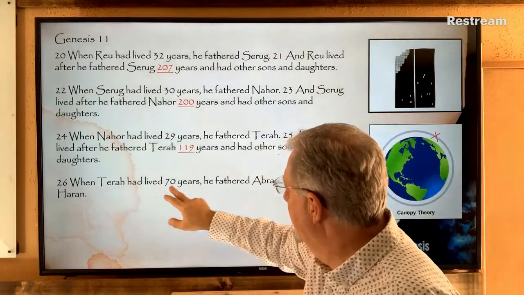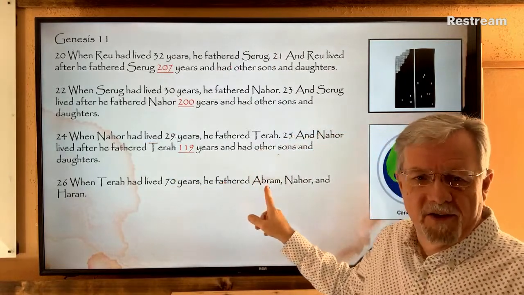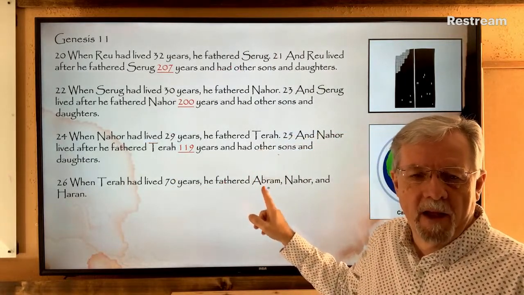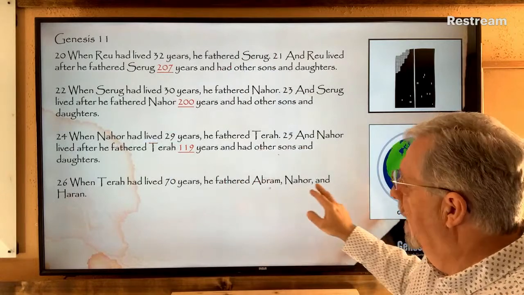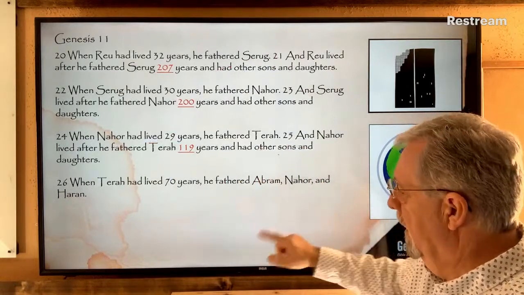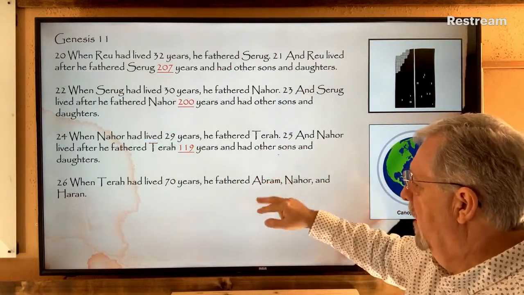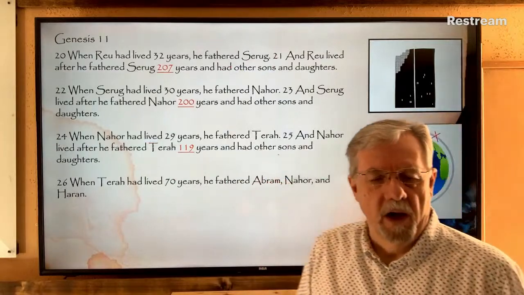Here's the point, though. When Terah had lived 70 years, he fathered, who's that guy? Abram. So he's going to father Abram, Nahor, and Haran. But Abram is the guy we want to focus on.